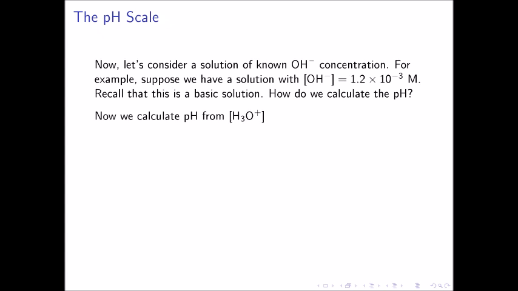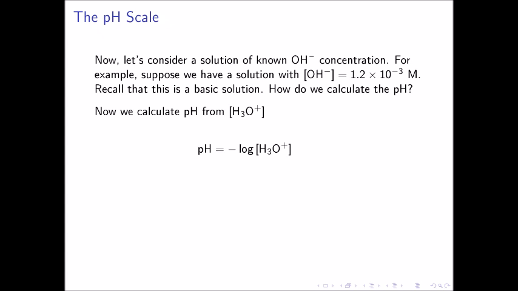Having found the hydronium ion concentration for the solution, we can now calculate the pH directly. The pH, as before, is equal to the negative log of the hydronium ion concentration, which is equal in this case to negative log of 8.3 times 10 to the negative 12, which gives a pH value of 11.08.